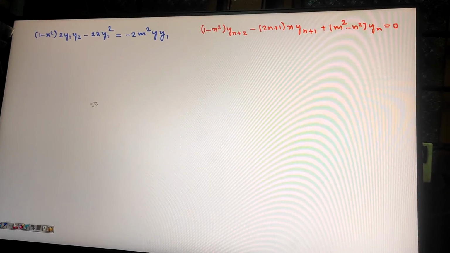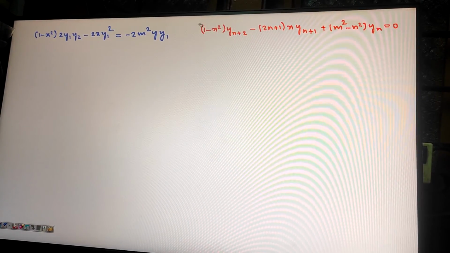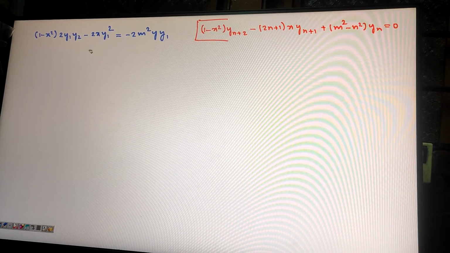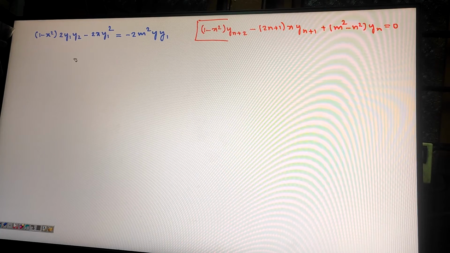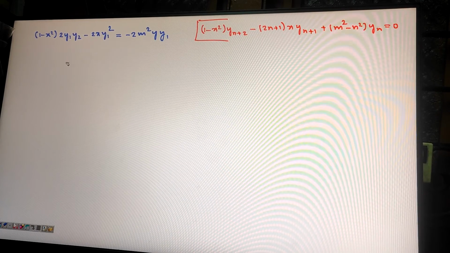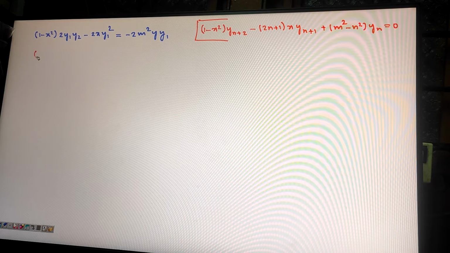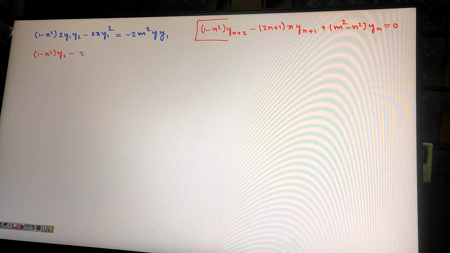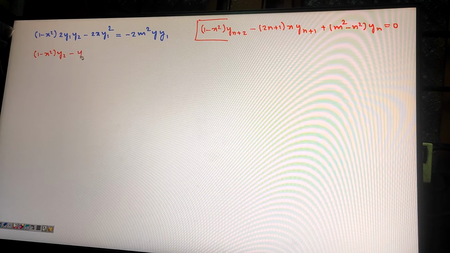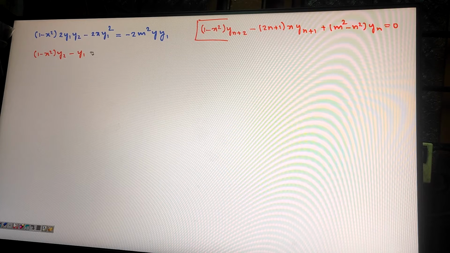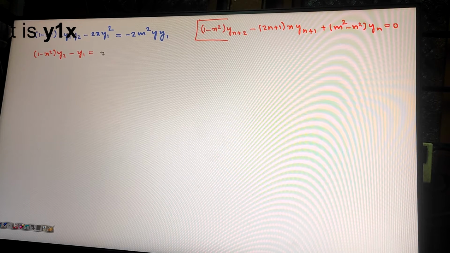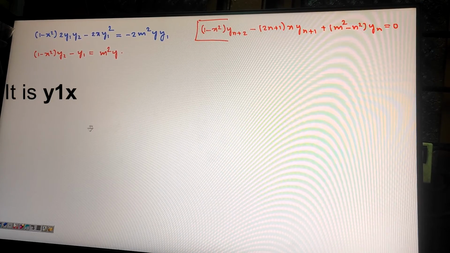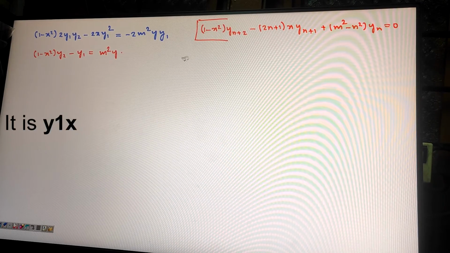Okay, so this is what we need to prove, right? This is what we need to prove, and after simplification we have got this. So further we can simplify it. See, 2y1, 2y1, 2y1, I can cancel, right? So I'll be getting (1 minus x square) y2 minus x y1 is equal to m square y, right? Now I will go for the Leibniz theorem.